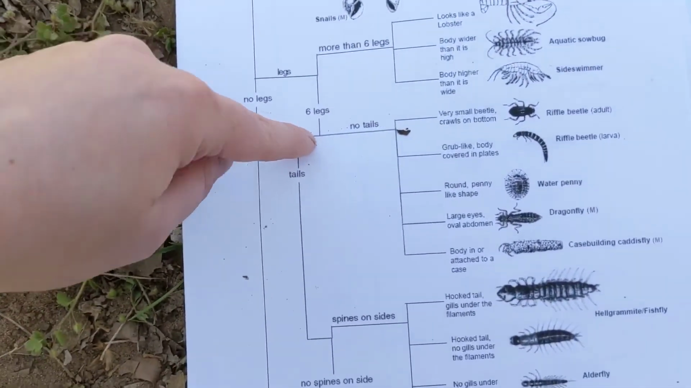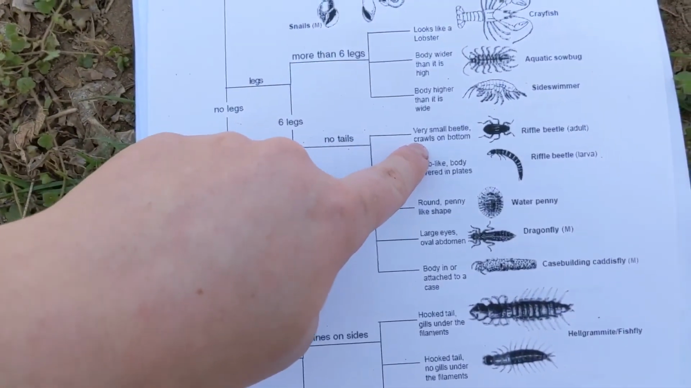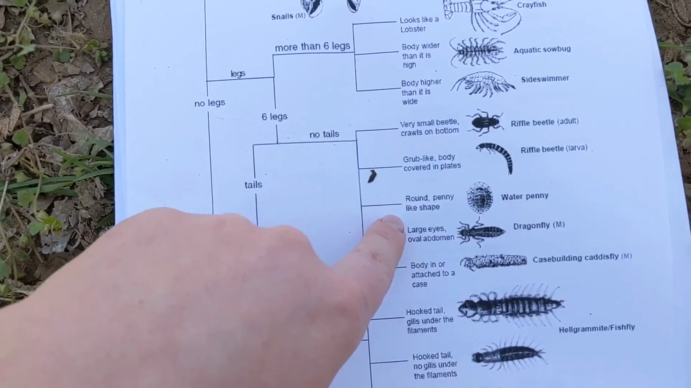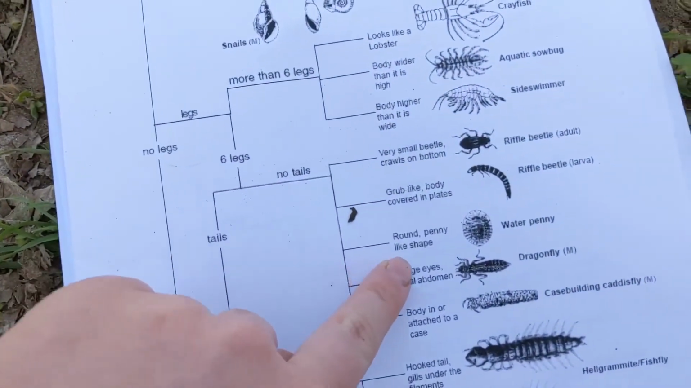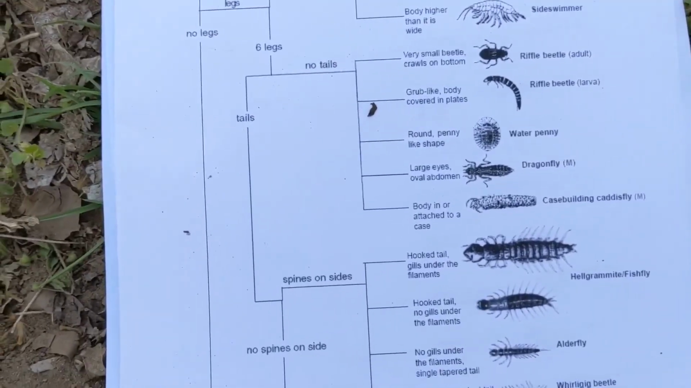Does it have a tail? No, it does not have a tail. Is it a very small beetle? No. Is it grub-like? No. Is it round and penny-like shape? Yes, it is. It's a water penny. And I actually found a lot in this river.